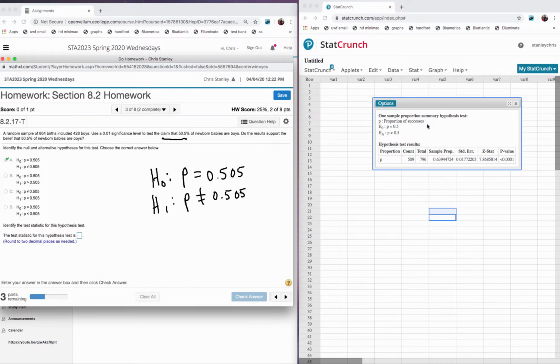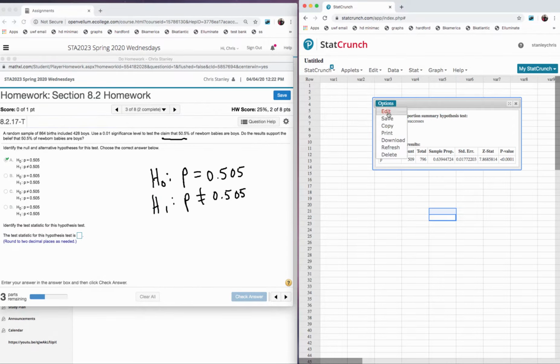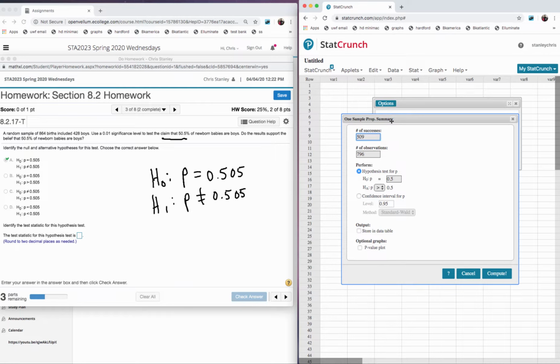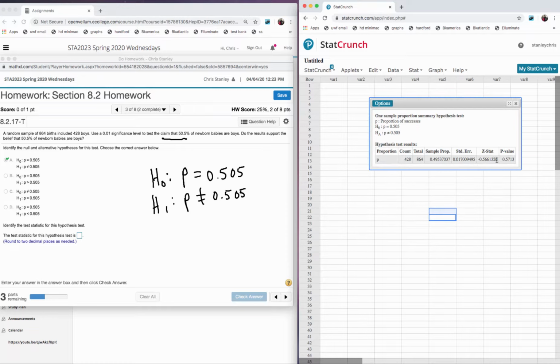Okay, the test statistic. We're going to go ahead and just hit options, edit, and just change it from here. Okay, so there was 428 boys. And they had 864 births. Okay, my null should be 0.505. And my alternative should be a not equal to. Once you change it up here, this automatically changes. My test statistic is this one right here.